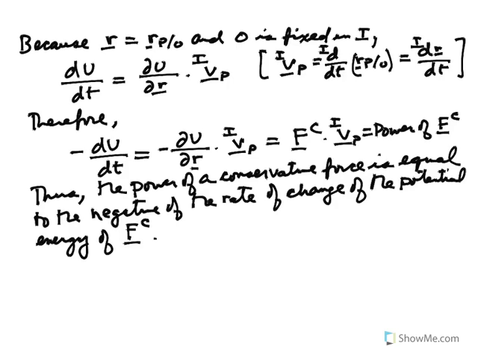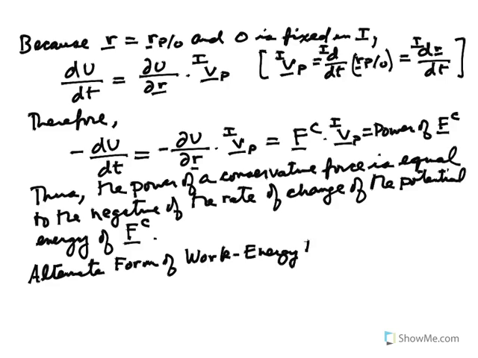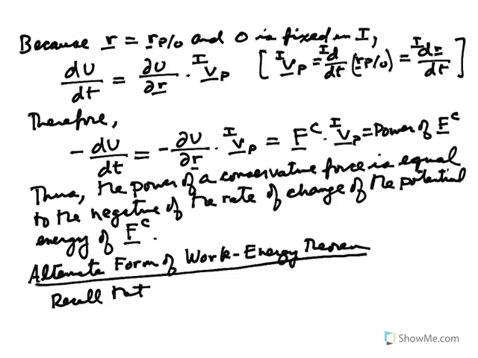And this alternate result is what's called the alternate form of the work-energy theorem. So the alternate form of the work-energy theorem is given as follows. First, recall from the work-energy theorem that the rate of change of the kinetic energy is equal to F dotted with V P in I. That's the work-energy theorem we derived earlier.